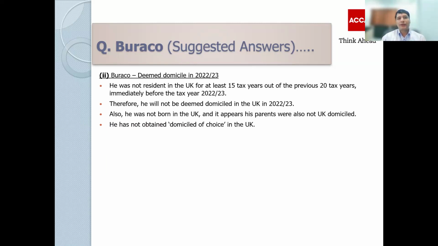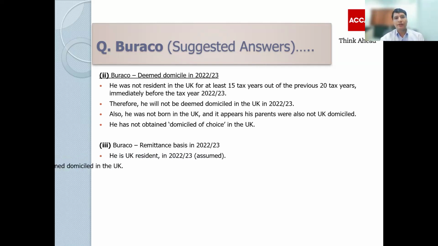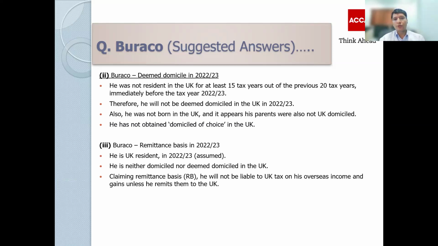So he has not obtained domicile of choice in the UK. This is something I have added. You don't need to come up to this. And the remittance basis I have already discussed. He is UK resident. The question talks about it. Neither domicile nor deemed domicile. The first 2 points you don't have to add. The third, claiming remittance basis, he will not be liable to UK tax on his overseas income and gains unless he remits them to the UK. This is the main point. This will score you 1 mark.